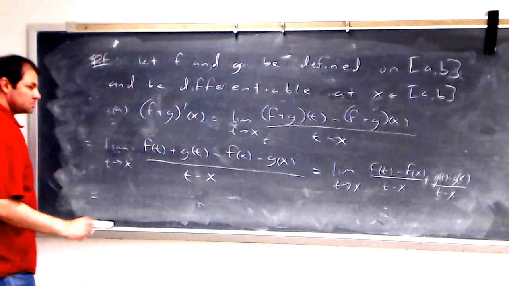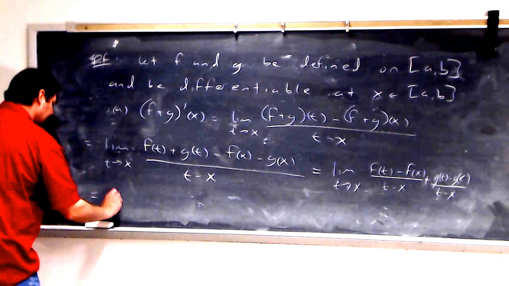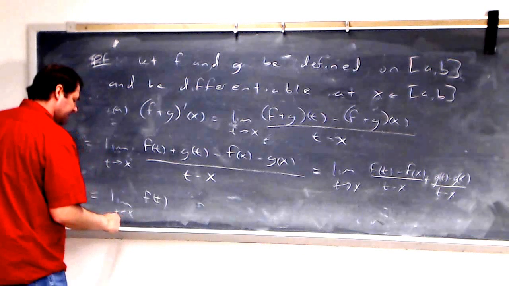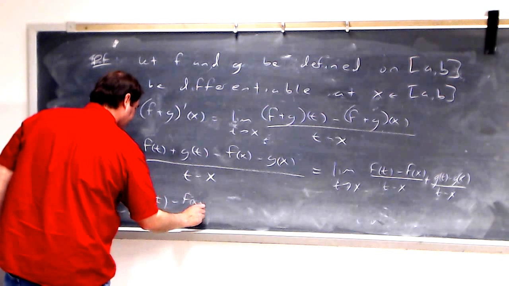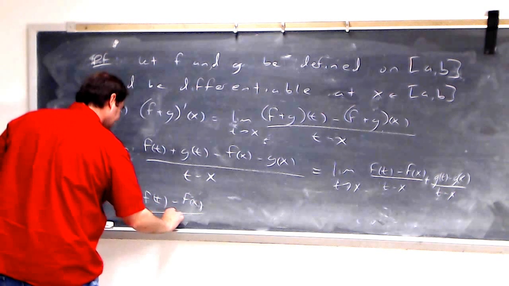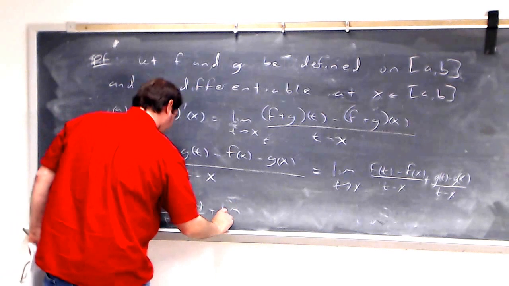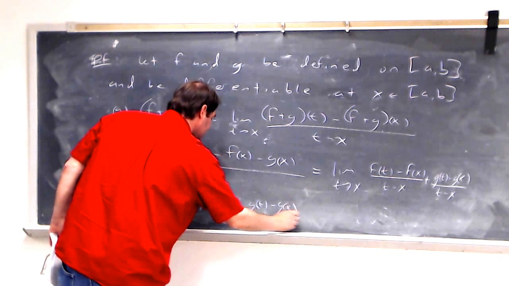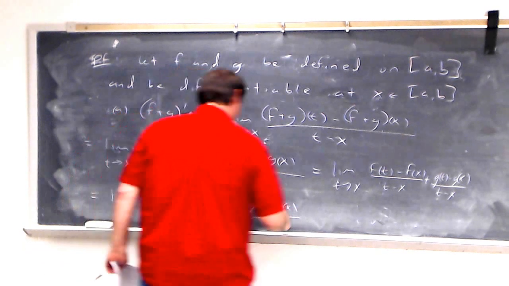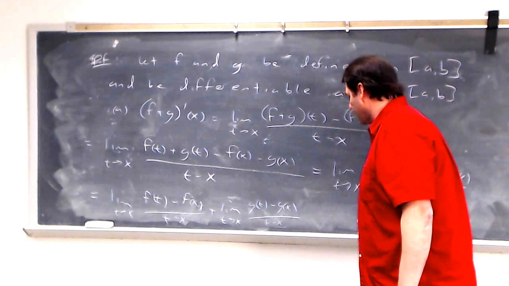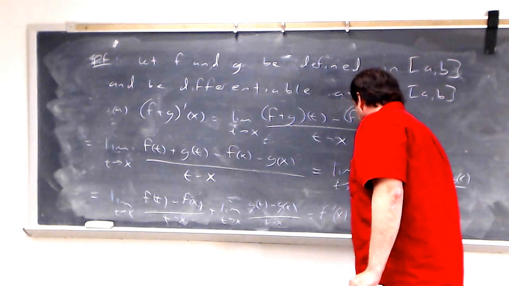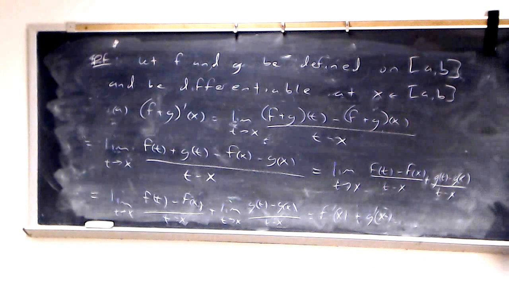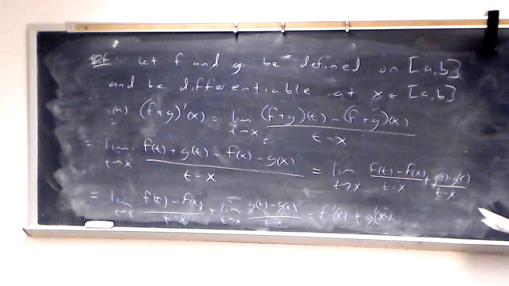That's equal to, well, the limit of two things being added together is the limit of each one, provided each one exists. So let's rewrite this as the limit as t goes to x of f of t minus f of x over t minus x, plus the limit as t goes to x of g of t minus g of x, all over t minus x. I have to make sure both of these exist, but they do, because this is nothing more than the derivative of f acting on x, and the second limit is nothing more than the derivative of g acting on x. And so that's our first part of this theorem being proven.